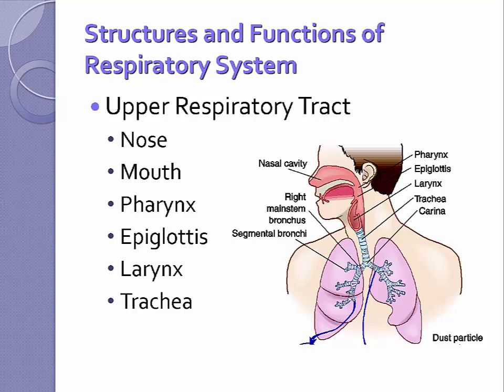Olfactory nerve endings located in the roof of the nose are responsible for the sense of smell. Air moves through the oropharynx to the laryngopharynx, and then it travels through the epiglottis to the larynx before moving into the trachea. The epiglottis is a small flap located behind the tongue that closes over the larynx during swallowing. This prevents solids and liquids from entering the lungs.